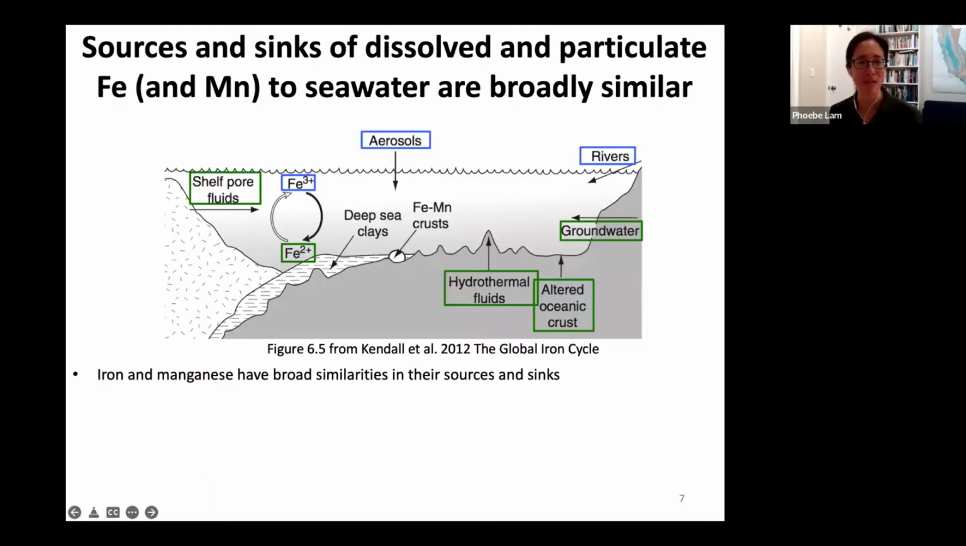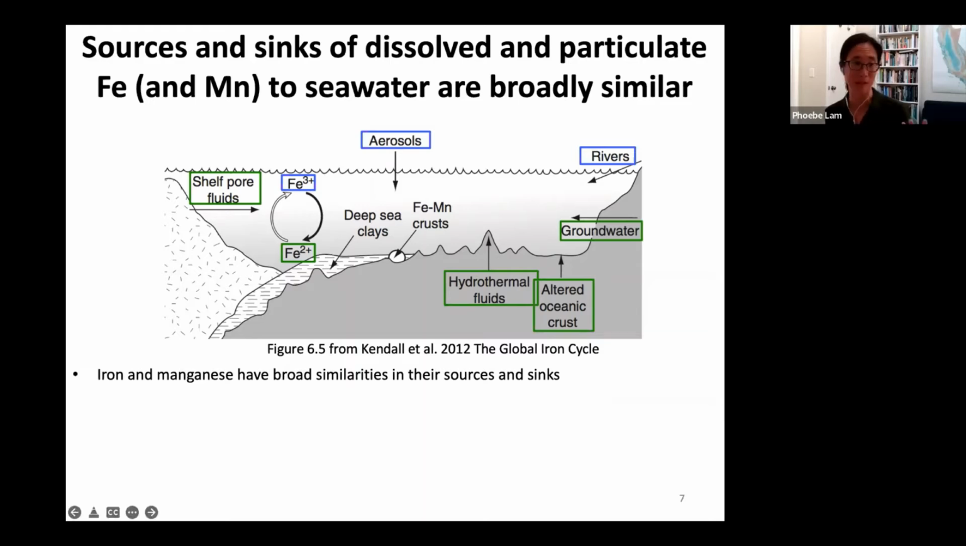Okay, so here is a general schematic of the different parts of the Earth system, showing the sources of iron and manganese to the ocean. So here's my schematic of the ocean. We have aerosol mineral dust deposition. Basically, iron and manganese are at quite high concentration in Earth's crust.